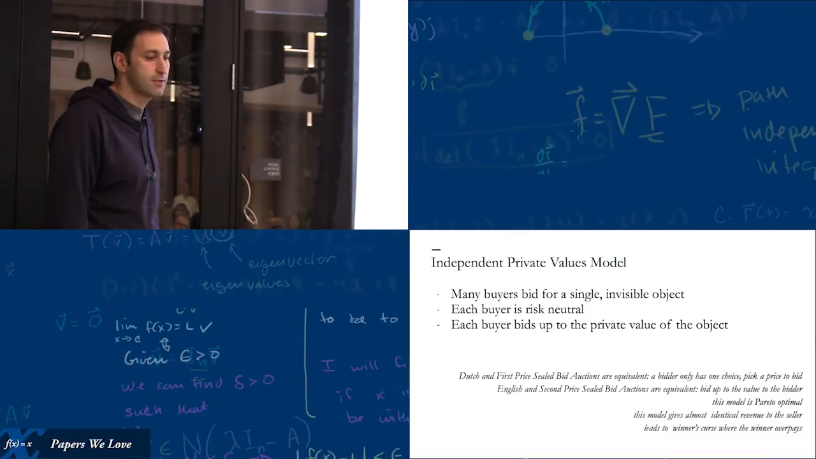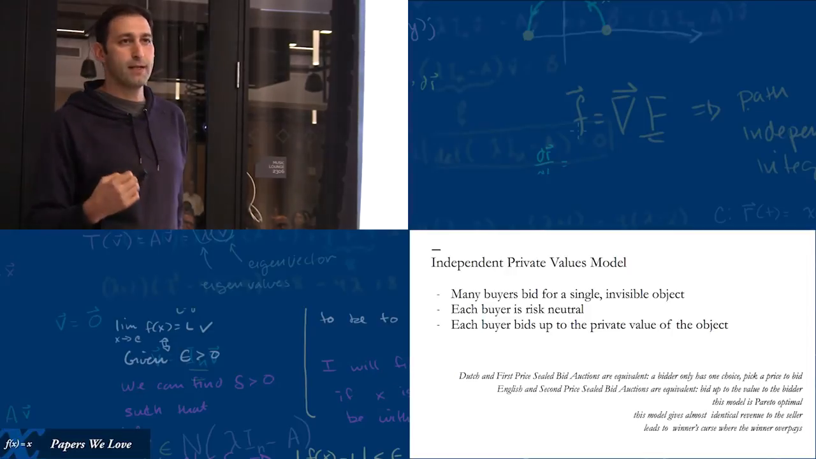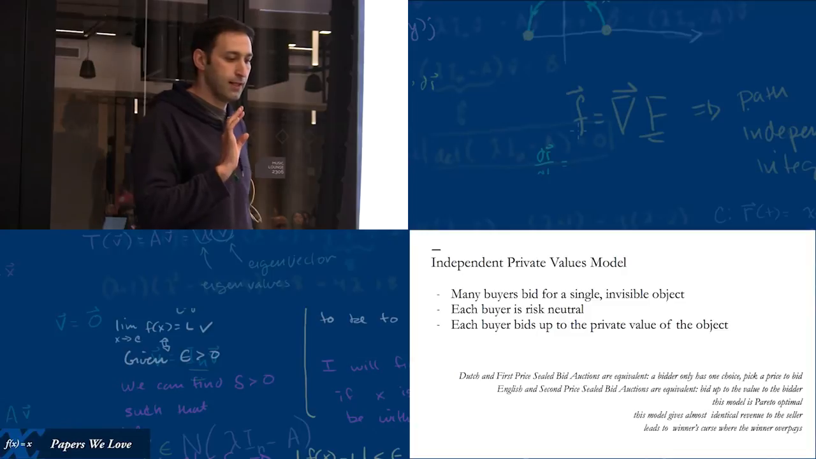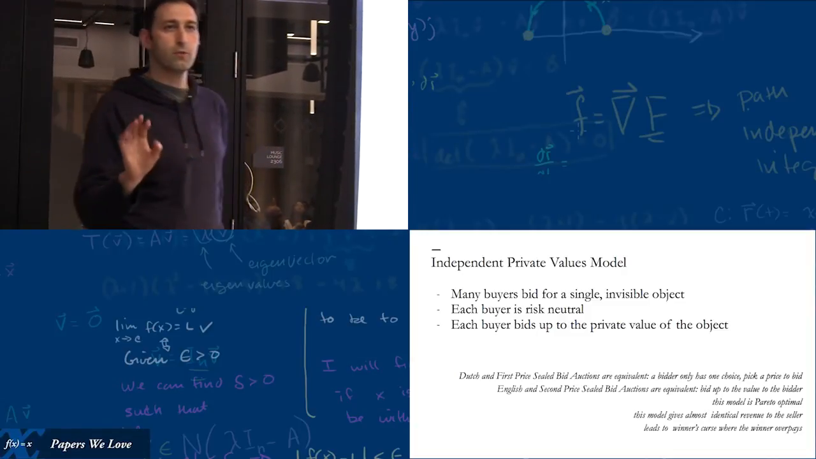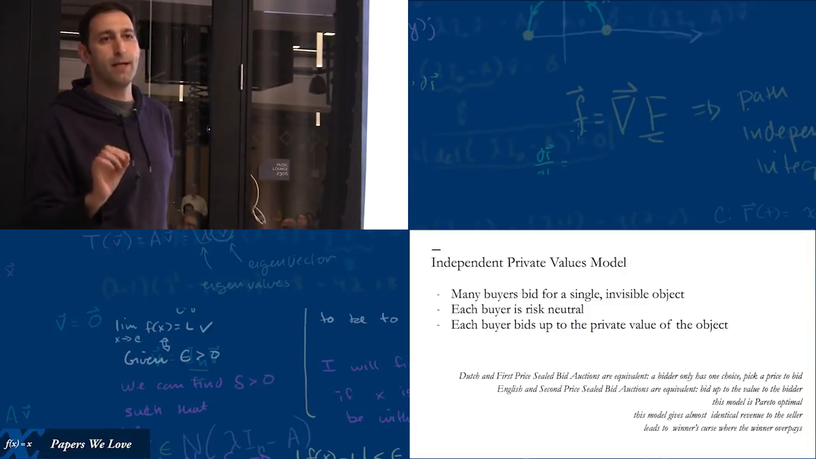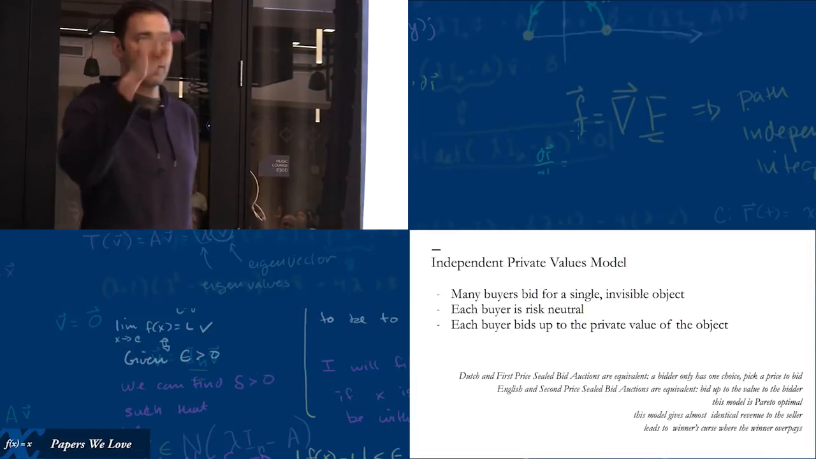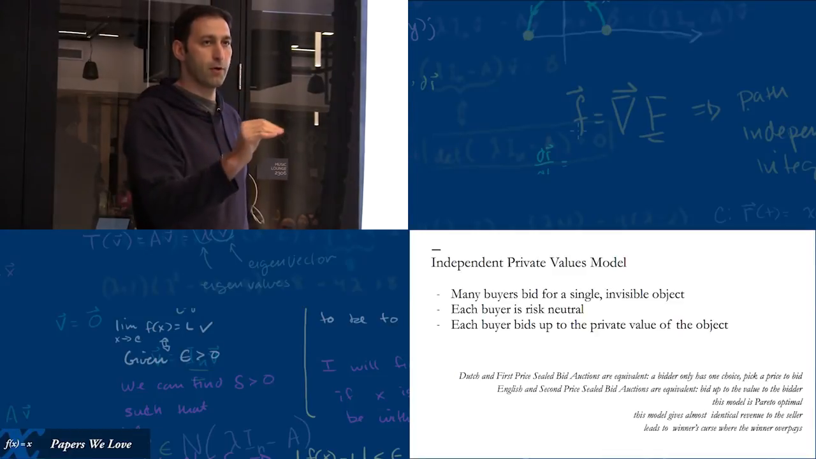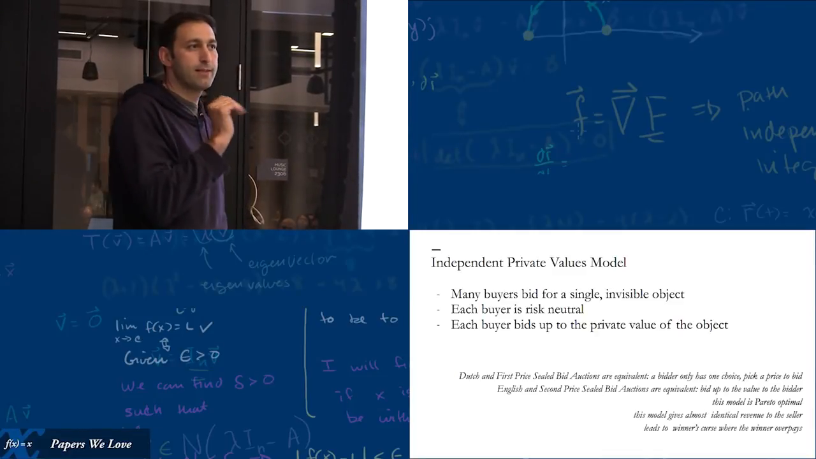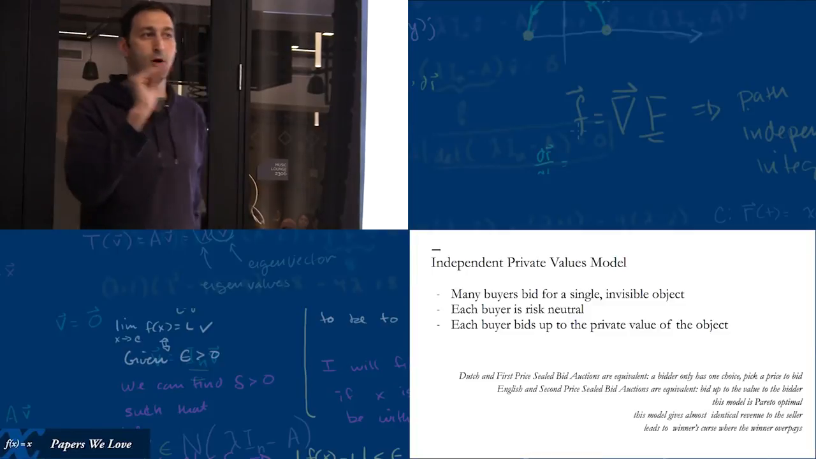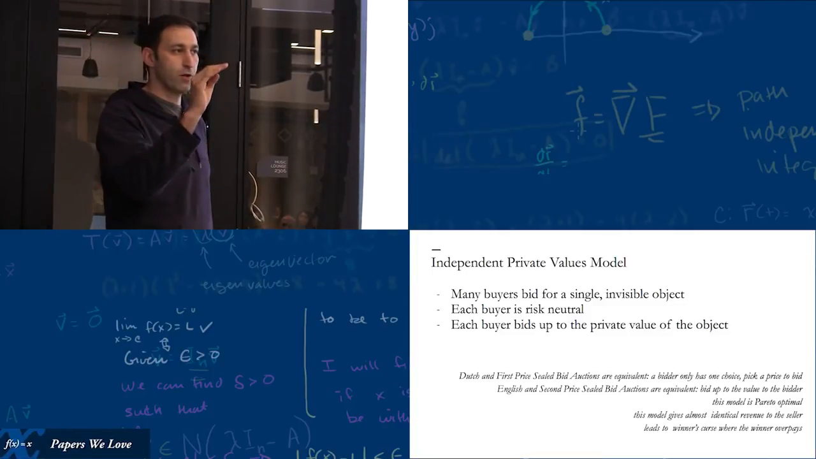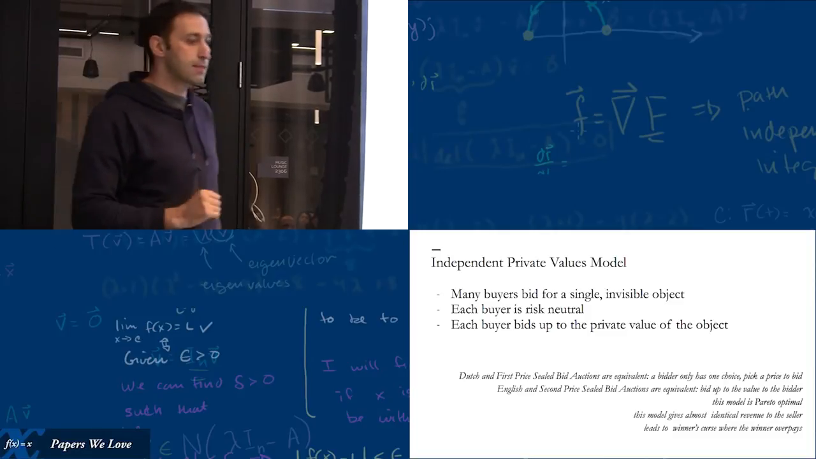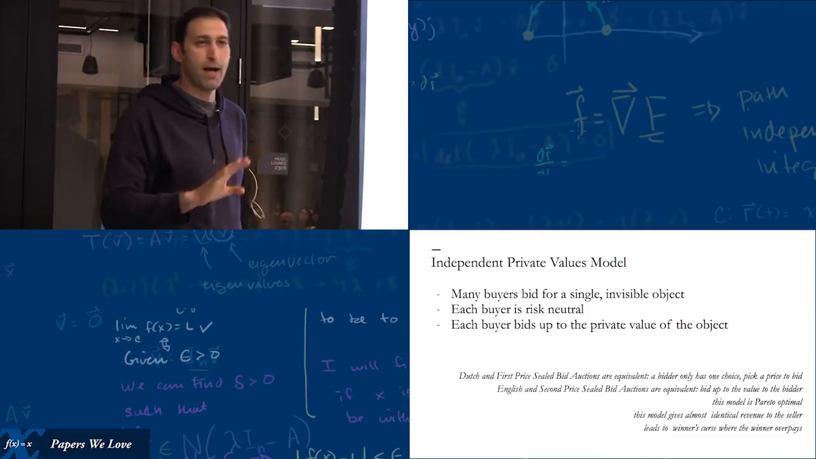The independent private values model assumes that you have many bidders that are bidding for some object, and the object doesn't matter, but that each buyer is risk neutral. What does that mean? It means that the buyer will bid up to the amount that they think the object is worth. That's really important. If I am risk averse, I will never bid up to the maximum that I think the object is worth. If I'm a risk taker, I will bid above the price that the object is worth. So in this model, we assume that each buyer is risk neutral.